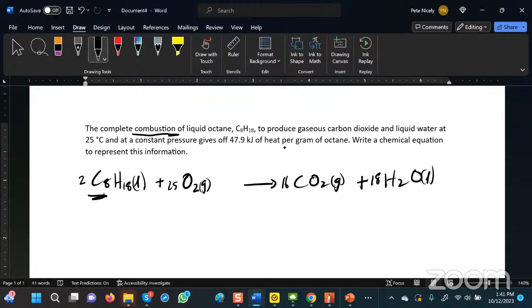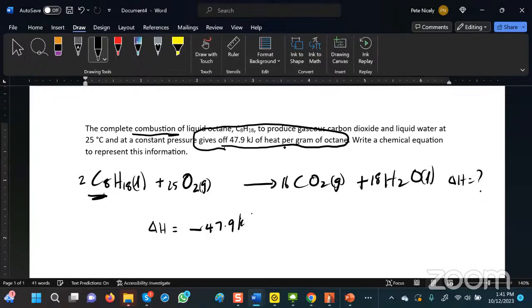Okay, so the other part is finding out what delta H is. So this is where the more quantitative stuff comes in. Basically, it's based on this information right here, the amount of heat that is given off. So what is delta H going to be equal to? Well, that would be equal to minus 47.9 kilojoules, because the question says that the heat is given off. If heat is lost by the system, the heat change is negative, so that's why we put minus here.